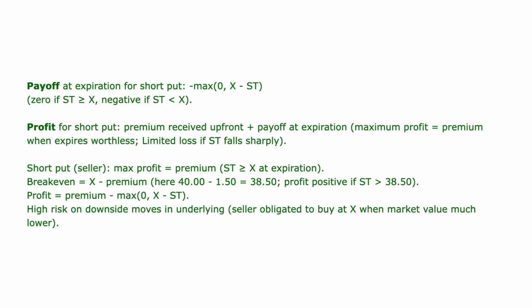Risk is limited downside if ST falls sharply, since the seller must buy at the strike when the market value is far lower, but the loss is capped because the asset price cannot be negative. Short puts earn limited premium upside, but expose the seller to large downside risk, with break-even as strike minus premium.